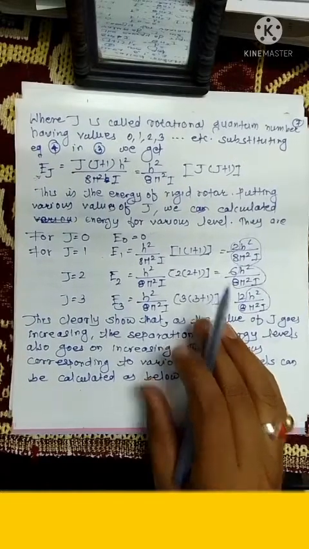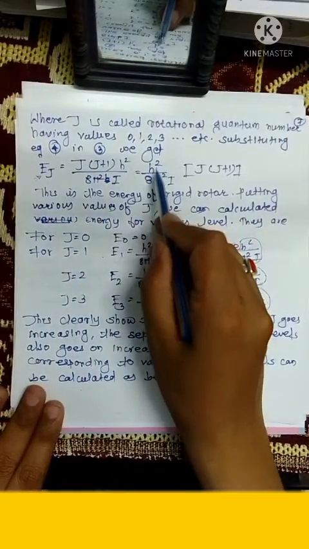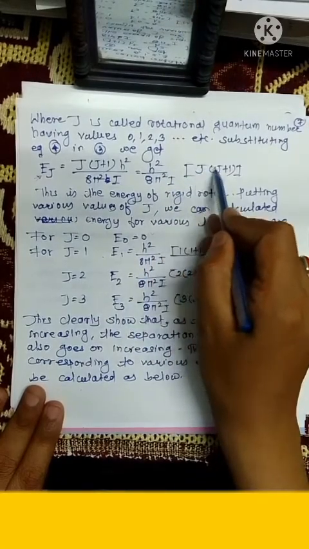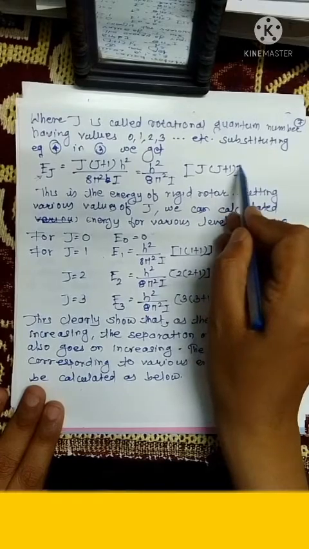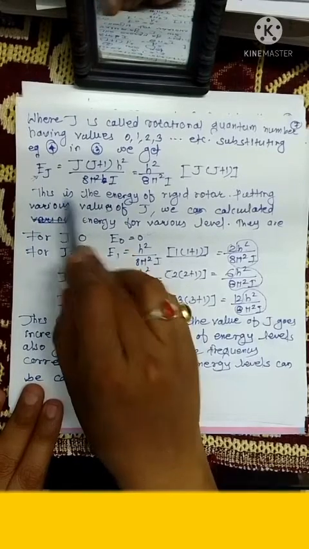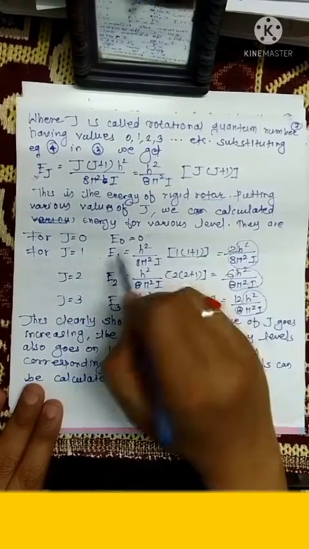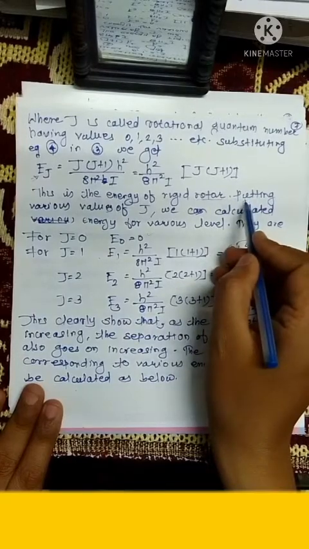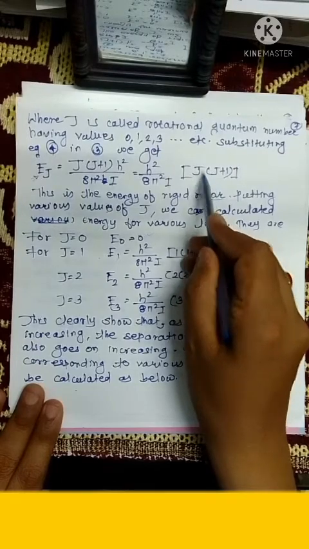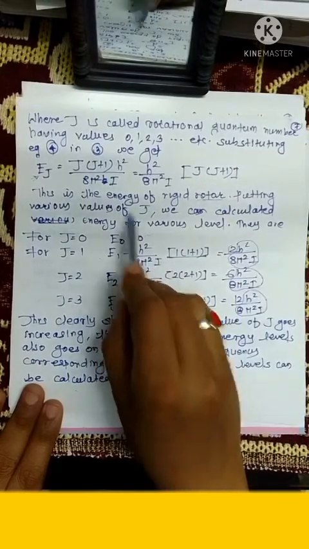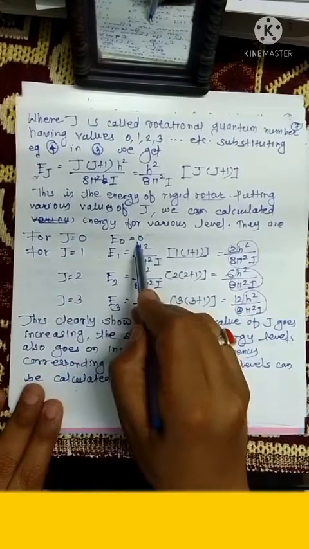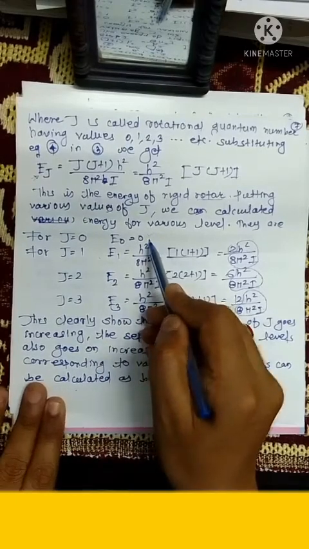So we get Ej is equal to h square divided by 8 pi square I into bracket J into bracket J plus 1 bracket close. Now what does this E denote? This is the energy of the rigid rotor. Now we can put various values of J for various energy levels. So for J is equal to 0, we get E0 is equal to 0.